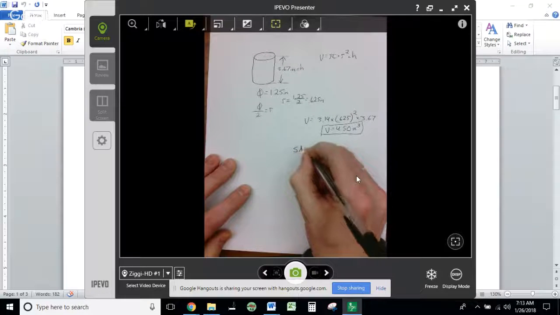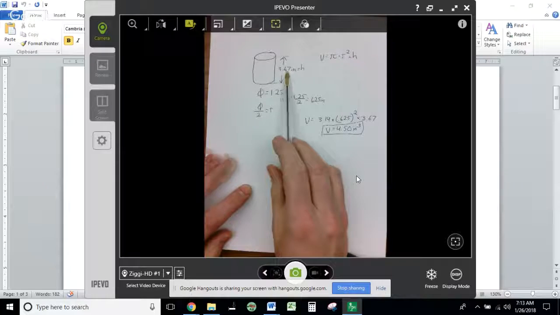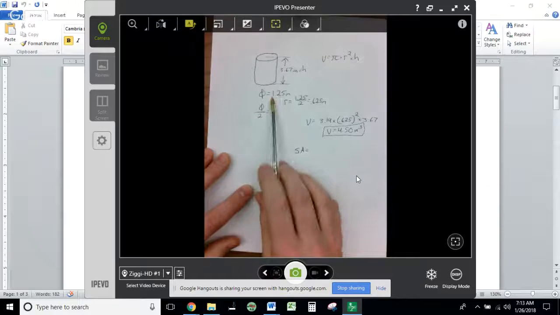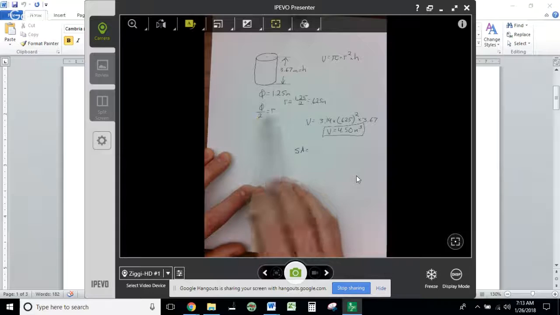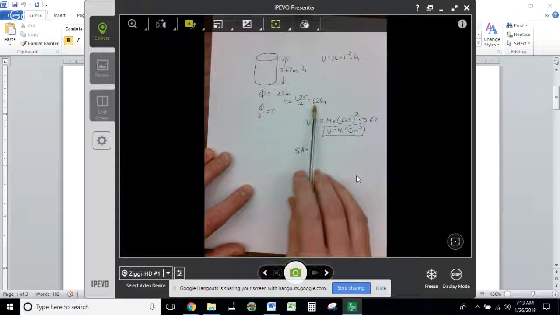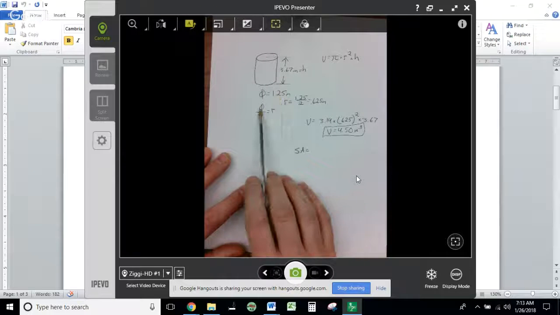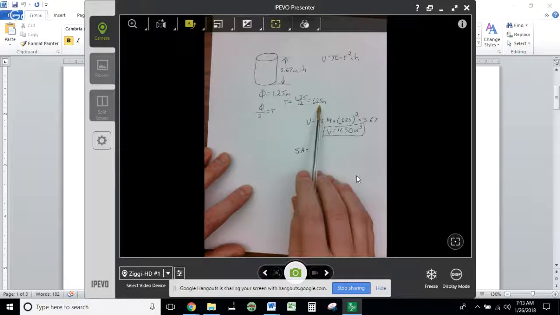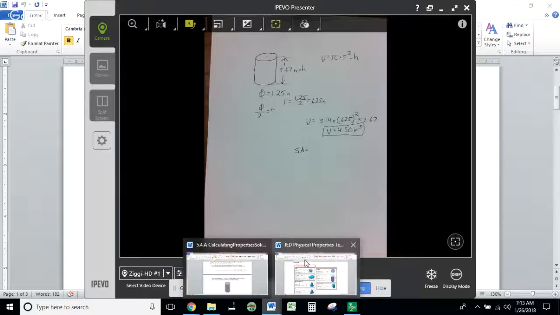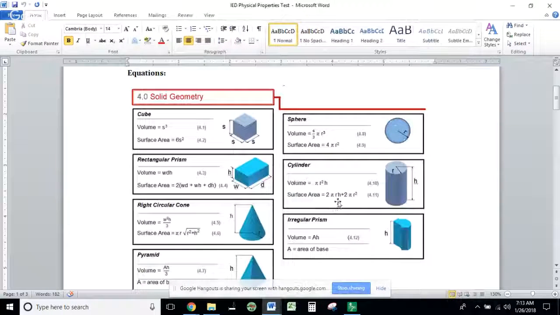Let's do our cylinder. So surface area of a cylinder, we had a height of 3.67 inches. We had a diameter of 1.25 inches for a radius of 0.625 inches. Make sure you follow along with that. I took my diameter, divided it by 2 to get my radius. So surface area of a cylinder is right here. Long equation. 2 times pi times r times h plus 2 times pi times radius squared.